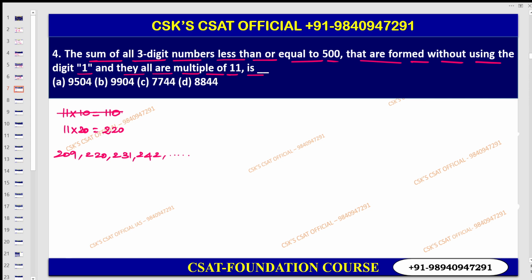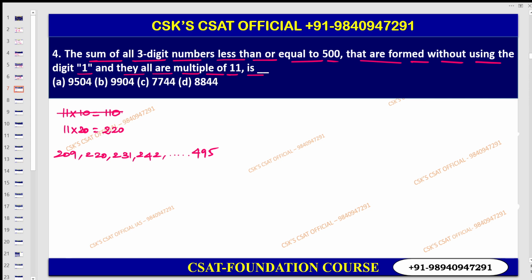Now what is the last one? 500 by 11. 4 times 44, 5 times 55, so therefore the remainder is 5, no? Subtract that remainder 5 here. 495 is the last one. 495 is the last 3-digit number which is a multiple of 11 when compared to 500.